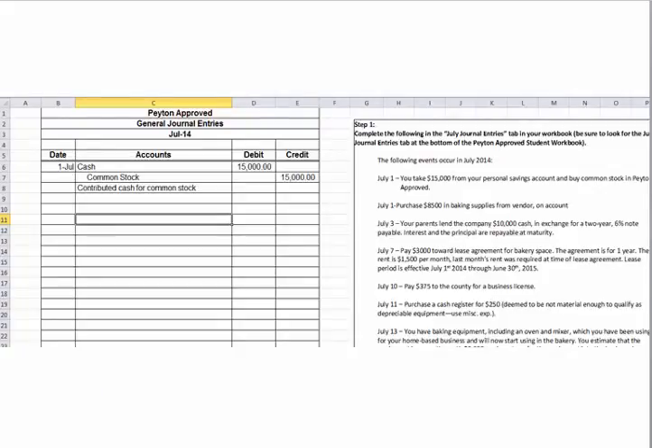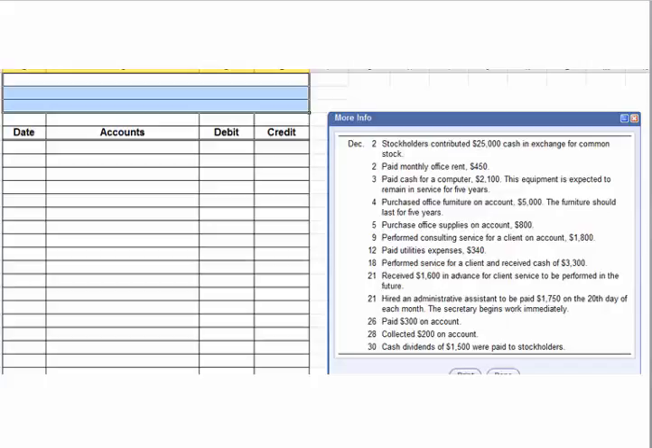Next, open the workbook file. On the July tab, you'll see a page on which to do your journal entries. These will be similar to the journal entries you did in the MyLab project. So let's open the workbook and use it to complete the MyLab problem. We'll put the transaction details next to the journal entry ledger.